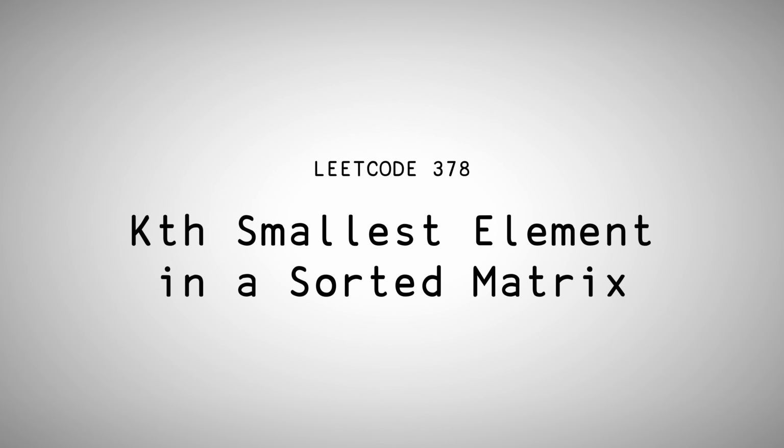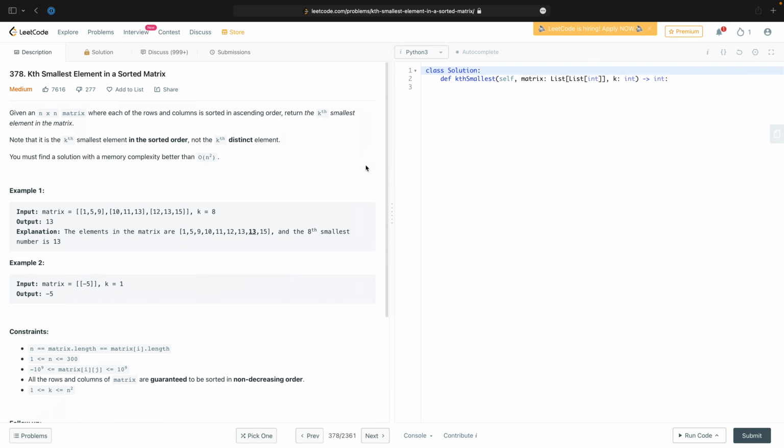Today we are doing the kth smallest element in a sorted matrix problem. So, let's jump into the instructions. Given an n by n matrix, where each of the rows and columns is sorted in ascending order, return the kth smallest element in the matrix. Note that it is the kth smallest element in the sorted order, not the kth distinct element.